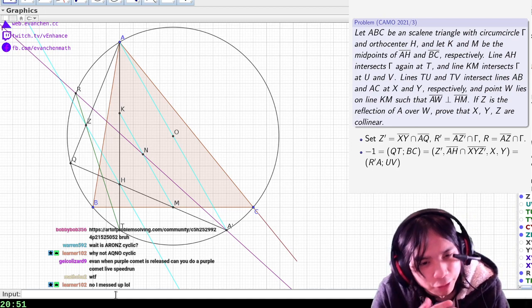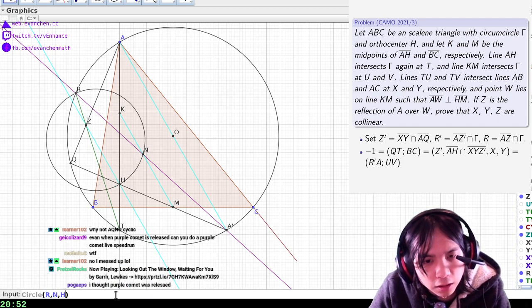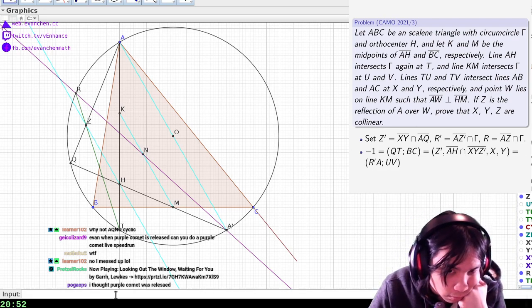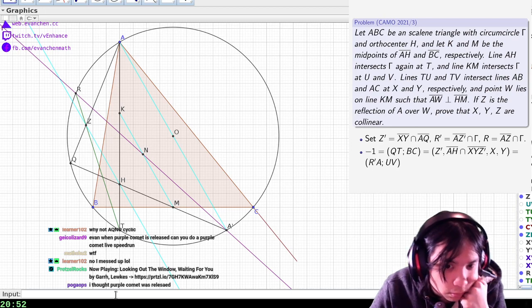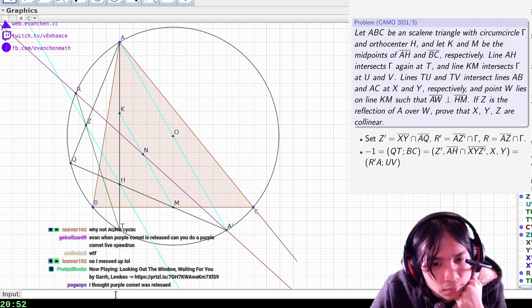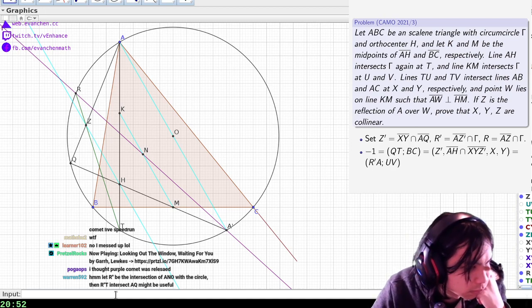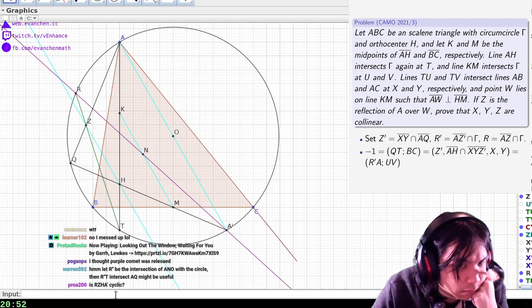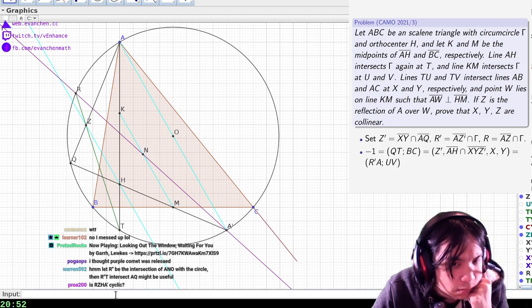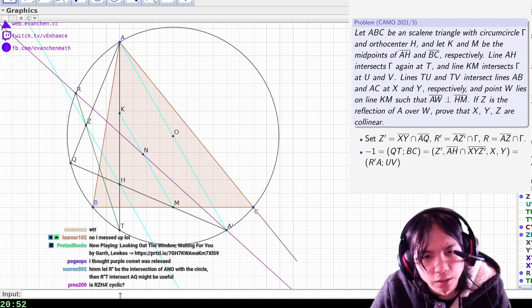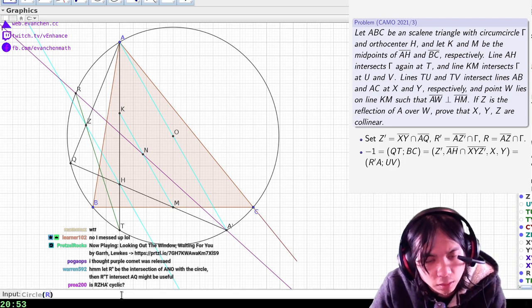I wonder if RNQH is cyclic. Is RZH prime cyclic? Let's find out. No.